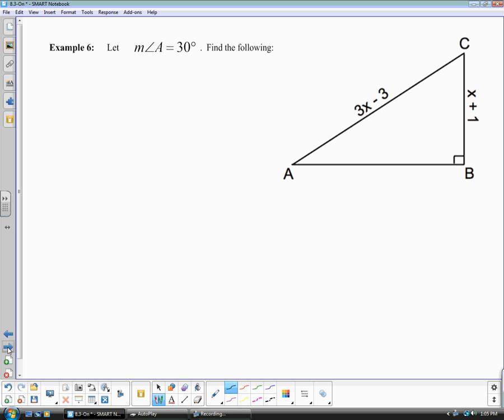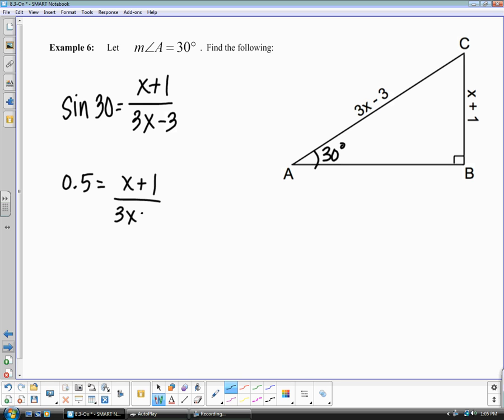Example 6, measure of angle A is 30 degrees. We're going to use trig here in order to find x. To do that, if we have 30 degrees, we have the opposite side and we have the hypotenuse. So again, we're going to have to use sine. Sine of 30 equals the opposite over your hypotenuse. Now take a minute and find sine of 30 on your calculator. When you find sine of 30 on your calculator, you should get 1/2. So it's saying 0.5 is equal to this fraction.